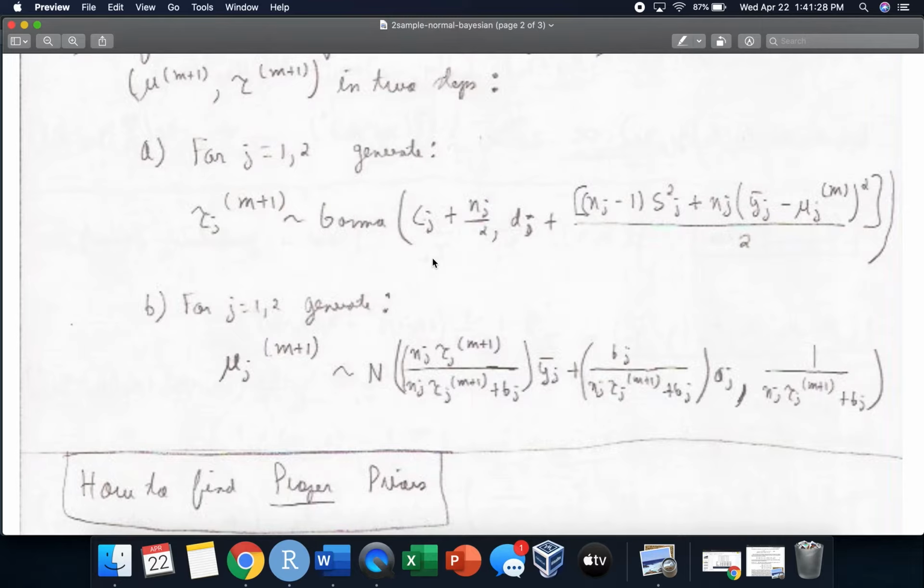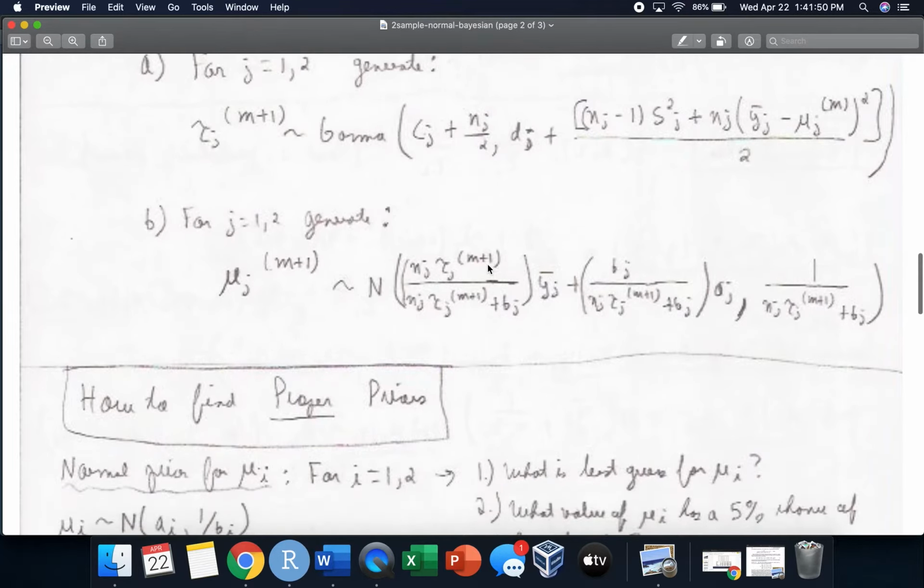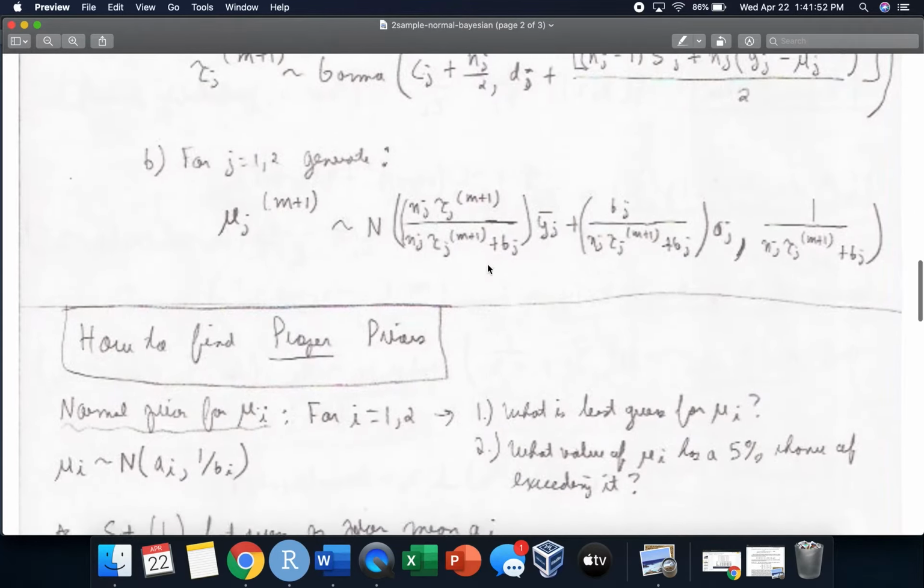After that, we find mu m plus 1 for both j equals 1 and 2. And we simply use the tau m plus 1 in these spots instead of tau m. So we're really using it sequentially, right? We know all the other parameters as well. Okay, so that's how you derive the Gibbs sampler in R.